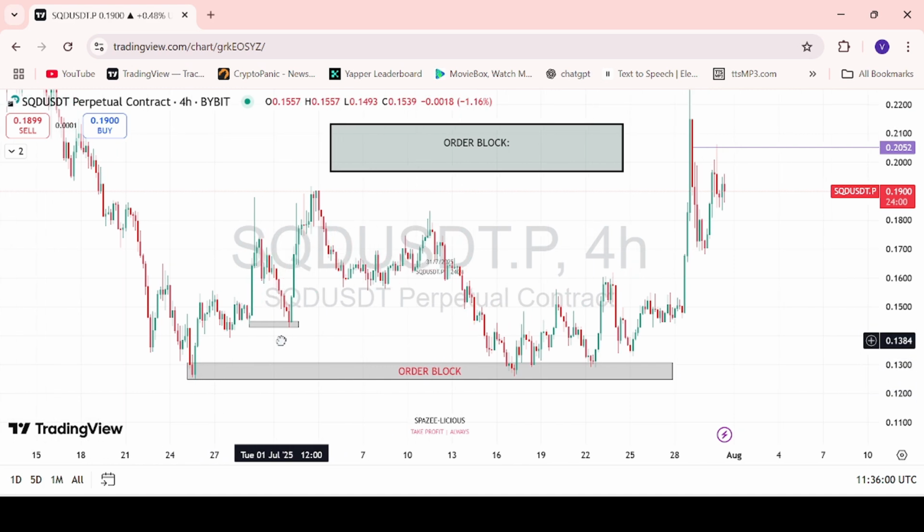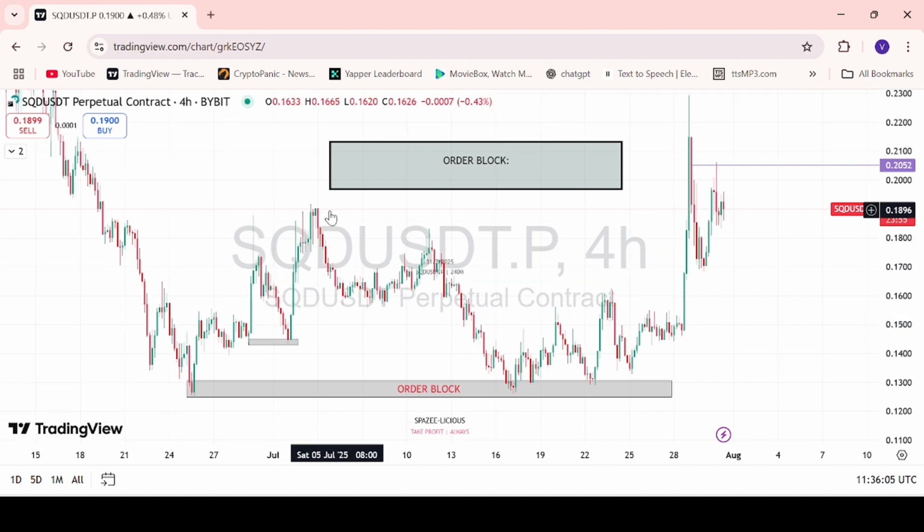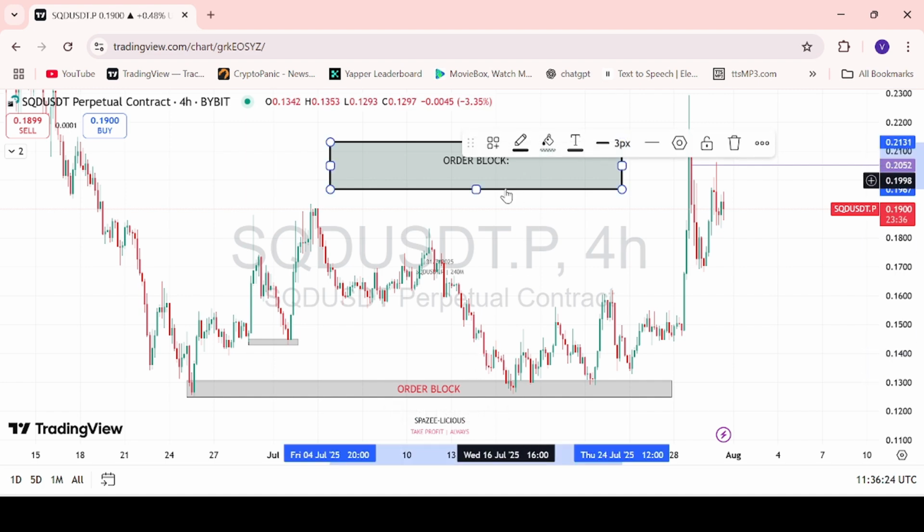Then it went all the way up to this angle, then came back again and respected that other block. It came back again and respected this other block. So as a newbie, if you want to trade this particular setup, the order block.